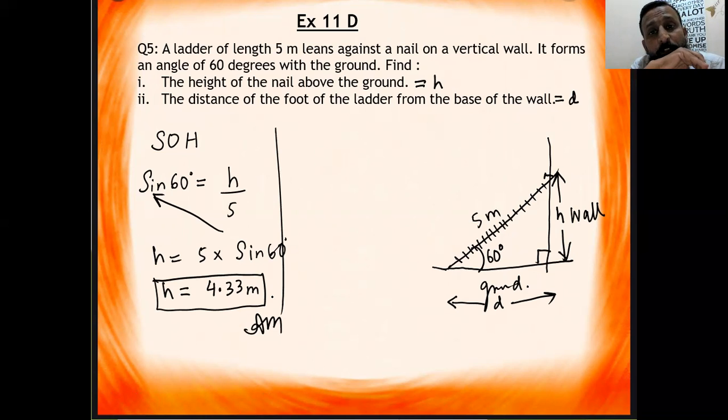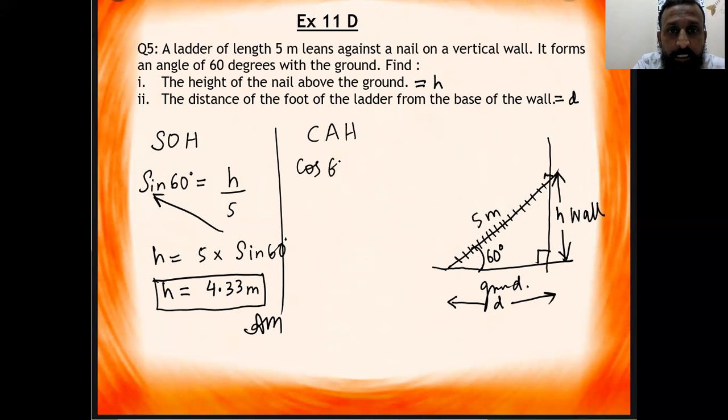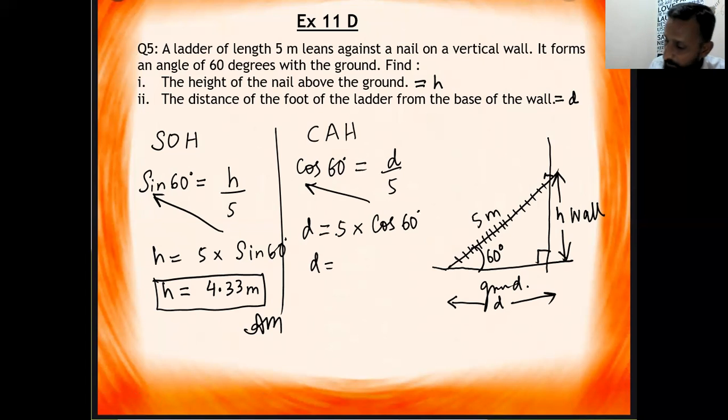Part 2, the distance of the foot of the ladder from the base of the wall. I suppose it as d. So I need to calculate this horizontal distance d. So this is my adjacent side. So I'm going to apply cos of the angle 60 degrees equals adjacent upon hypotenuse 5. Cross multiply 5 over there. D equals 5 times cos 60 degrees. Please use your calculator to get this answer. 5 multiplied by cos 60 degrees. The answer is found to be 2.5 meters, boys and girls.